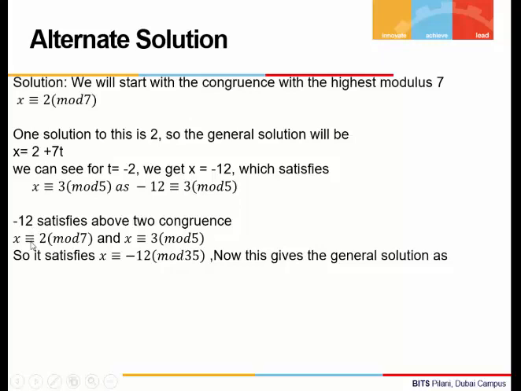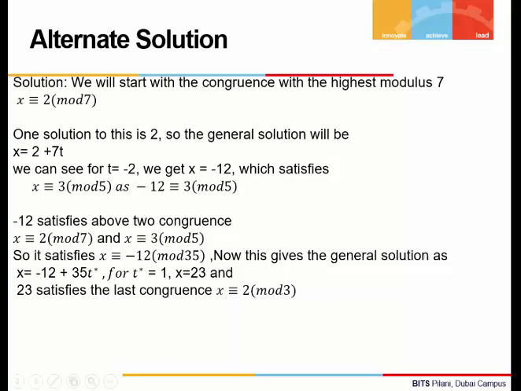So minus 12 now satisfies two congruences, x is congruent to 2 mod 7 and x is congruent to 3 mod 5. This means a common solution to these two is also a solution modulo the product of their moduli, 7 into 5, which is 35. So x is congruent to minus 12 mod 35. This gives the general solution x equals minus 12 plus 35t star. For t star equal to 1, we get x equals 23. If you put 23 in the third congruence, x is congruent to 2 mod 3, it satisfies. Hence, the final solution is x congruent to 23 mod the product of all three moduli, which is 105.